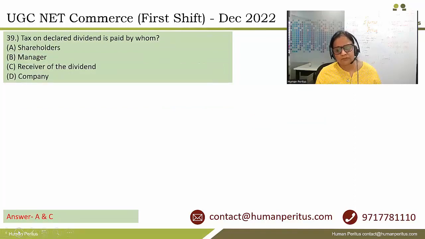Okay, next question is tax on declared dividend is paid by whom? So UGC has given two of the options as answer to this question, which is also correct, that is shareholders and receiver of the dividend. So by mistake they had given the same options in A and C, shareholders and receiver of the dividend, one and the same thing, right? So that is why they had given two of the answers in the final answer key. And we should note that with effect from assessment year 2021, this tax burden has been shifted to shareholders. So earlier this burden was on the company, right? Okay, so answer A and C, both.